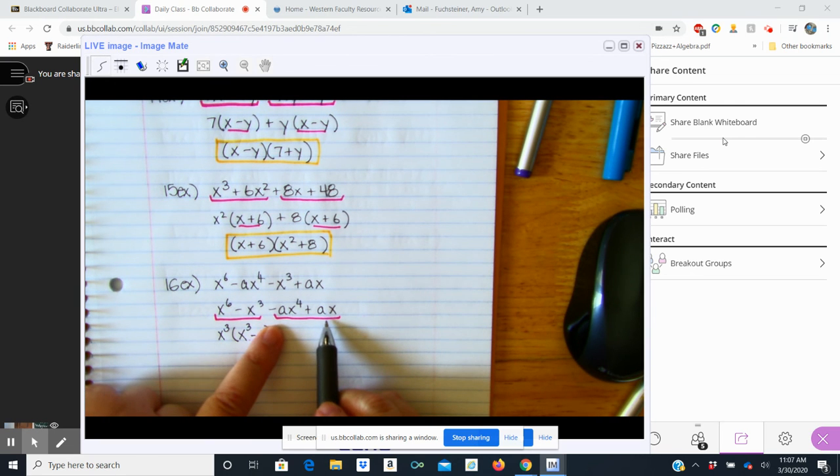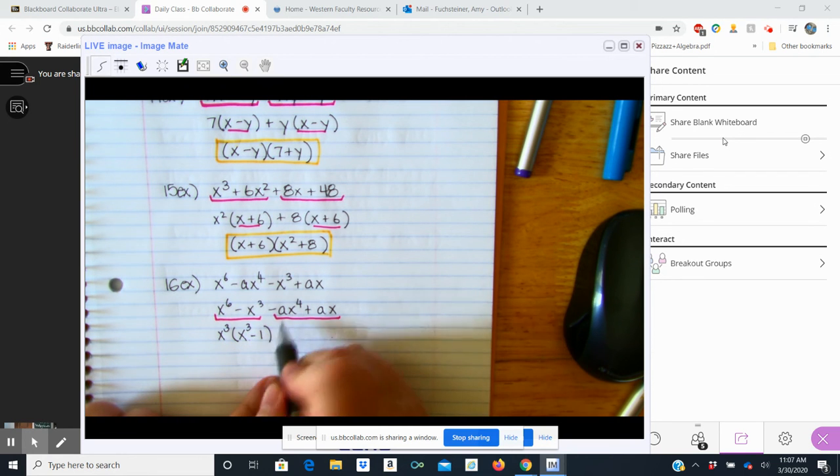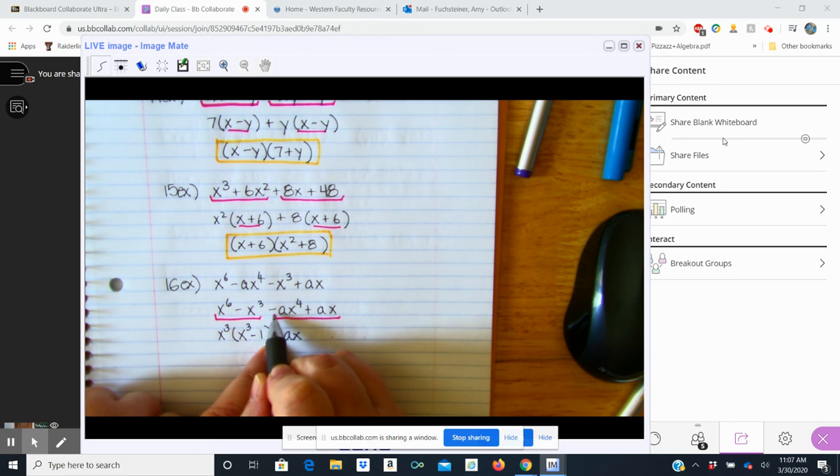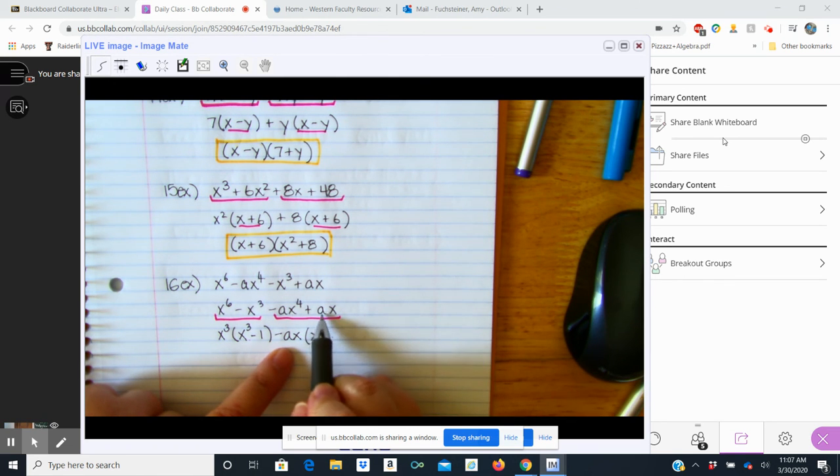And what would we pull out of the second two? And we would want it to be a negative ax since we're leading with a negative. That's going to give us an x to the 3rd. And an ax divided by a negative ax is going to get us a minus 1 again.